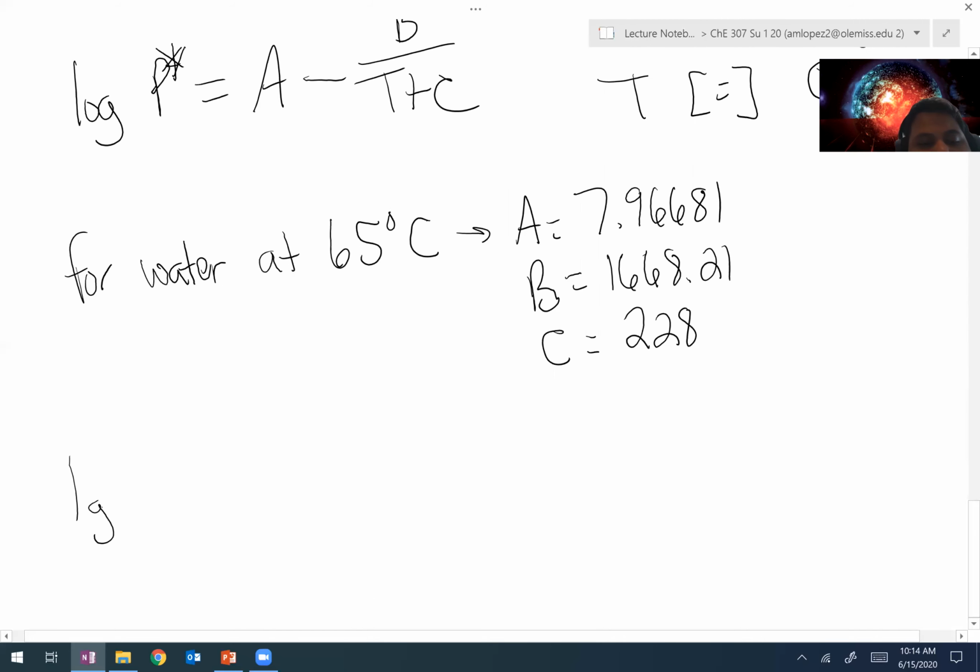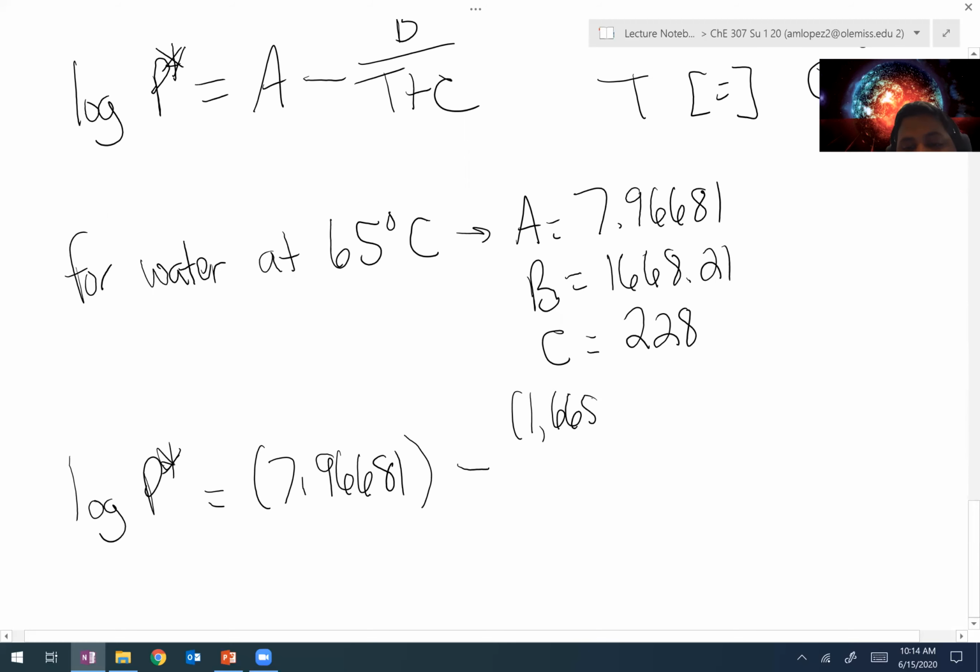So we have the log of P star equals 7.96681 minus B, which is 1668.21, divided by T, which in this problem was 65 degrees Celsius, plus C, which is 228.